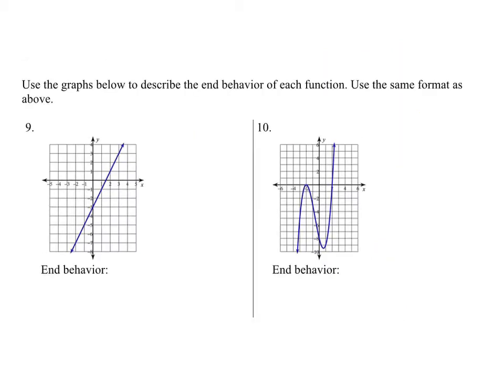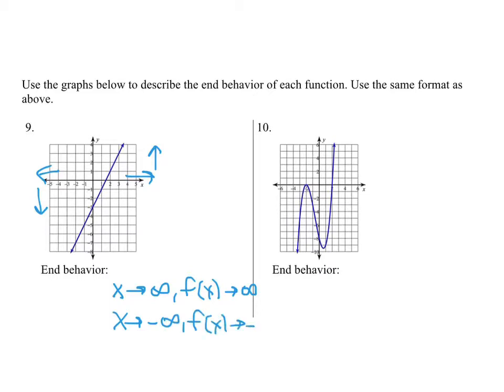This next section is pretty much the same thing except I'm already giving you the graphs and I want you to just tell me the end behavior. So I'm going to see what happens as I go to the right and the left. On number 9, the right goes up, left goes down. And then I'm going to write out the entire end behavior, not just fill in the blank. So I'm going to say as x approaches positive infinity, f of x approaches positive infinity. As x approaches negative infinity, f of x approaches negative infinity.